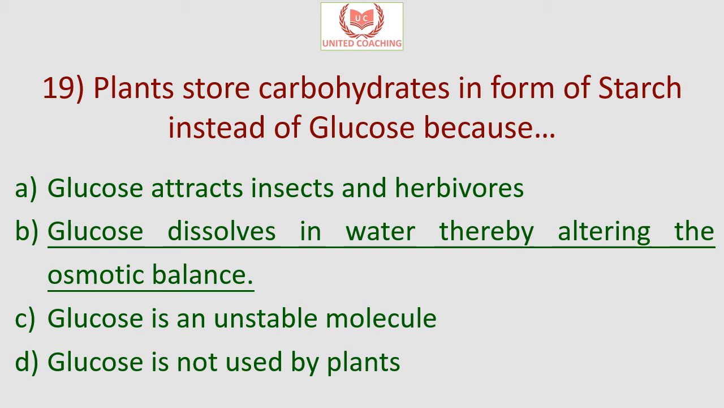Now plants store food in the form of starch, which is a long chain of glucose, and starch is insoluble in water, whereas glucose is soluble in water, and thus it will affect the water ratio in the cell. So the answer is B, because glucose dissolves in water and alters the osmotic balance. That's why plants don't store carbohydrates in the form of glucose, but instead they store them in the form of starch.